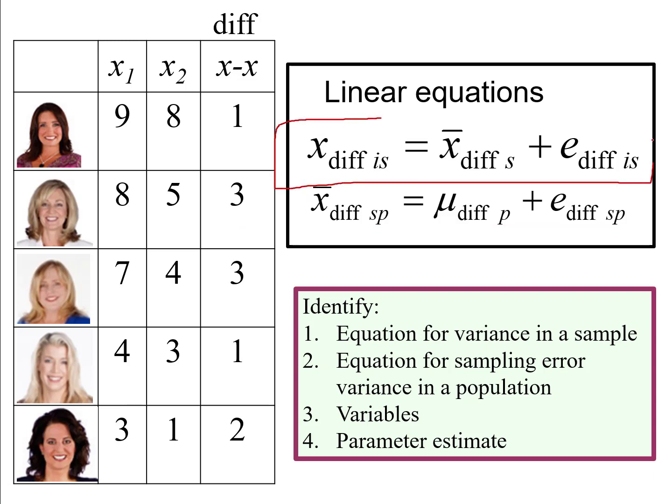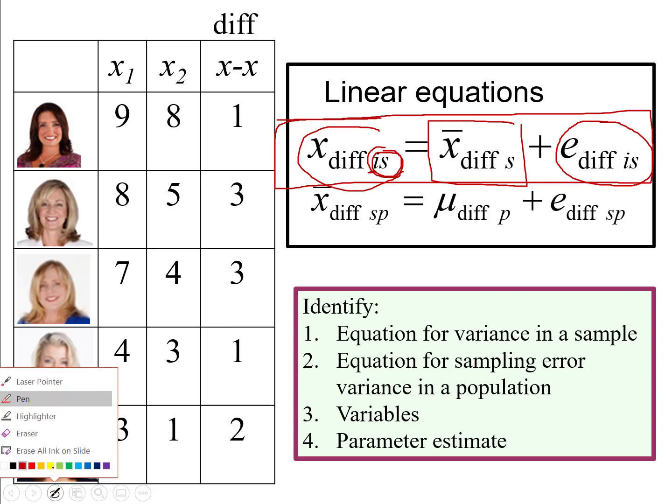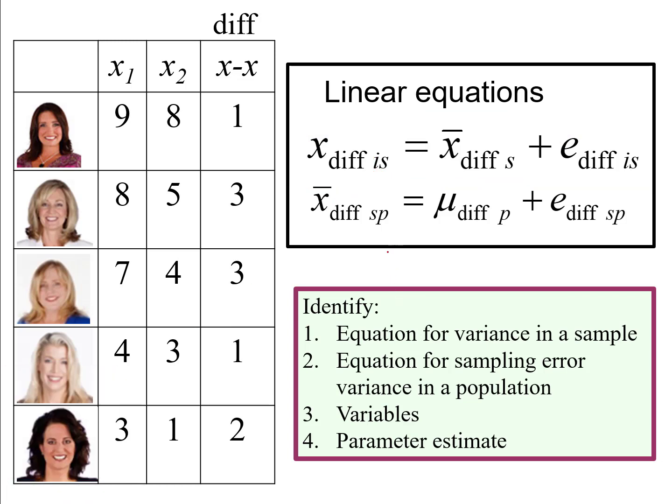And also in that top equation, the equation for variance in a sample, you should be able to identify which components of this equation are variables and which component is the parameter estimate. And so x and e, those are the two variables, and the x bar, the mean, is the parameter estimate. And again, we can also identify that by the subscripts, because if it has a subscript i s, that stands for the difference score for individual i in sample s. And because there's an i there, that means that different individuals can have different scores, which means it's a variable.